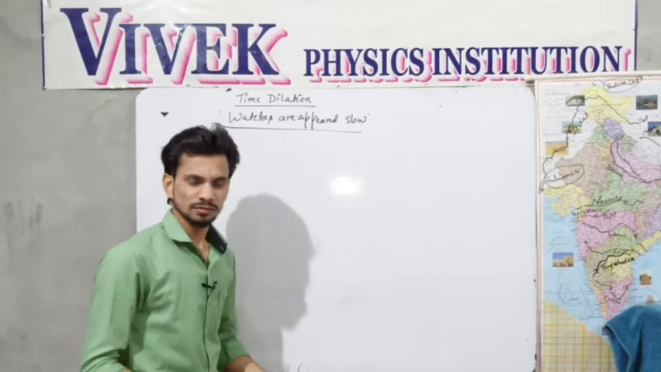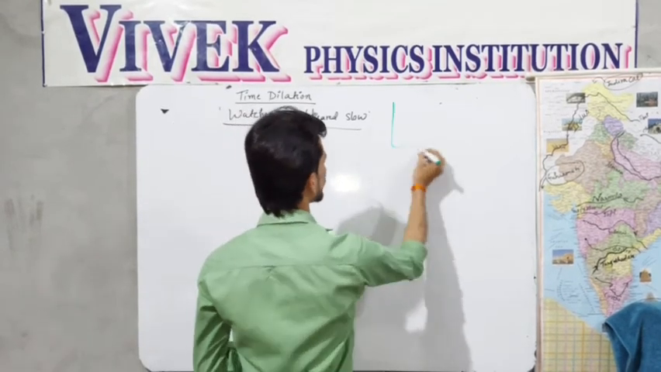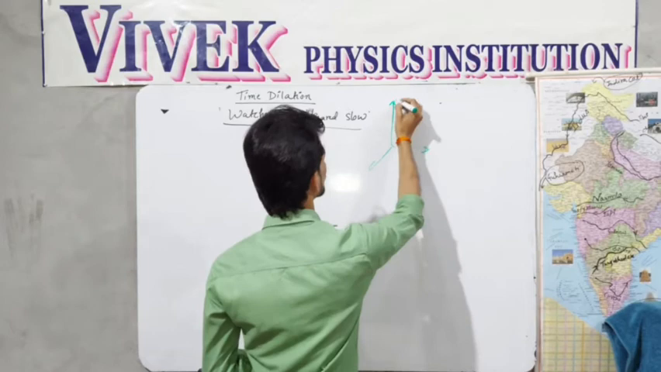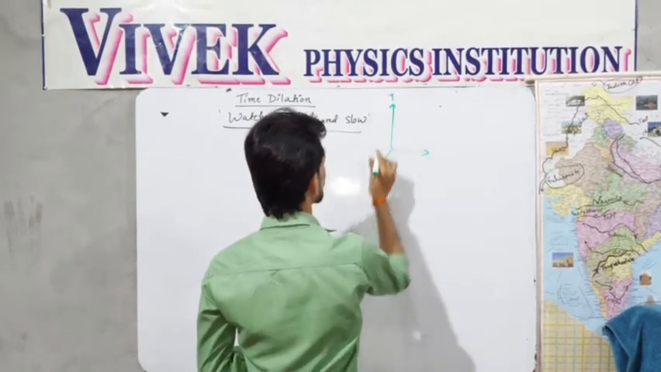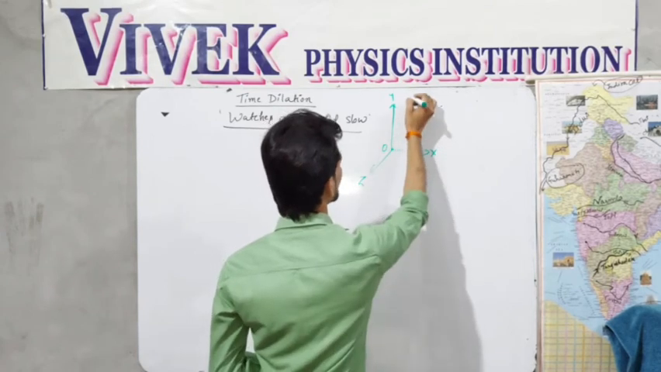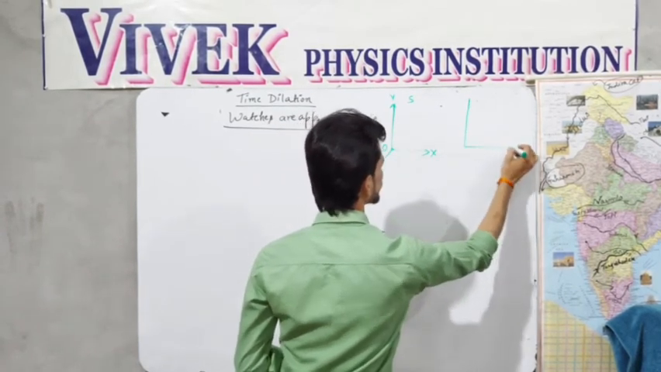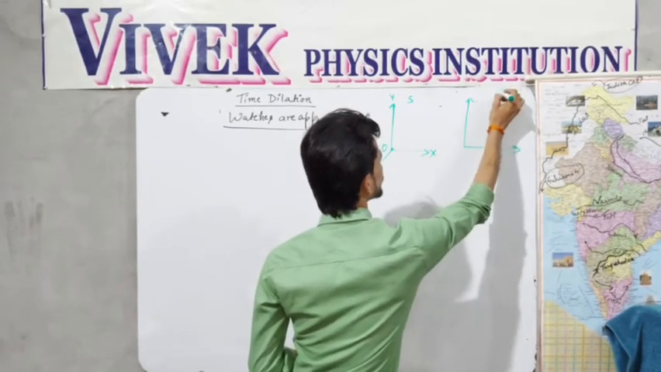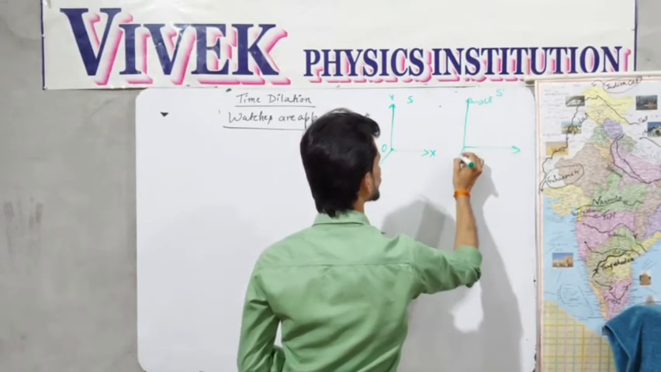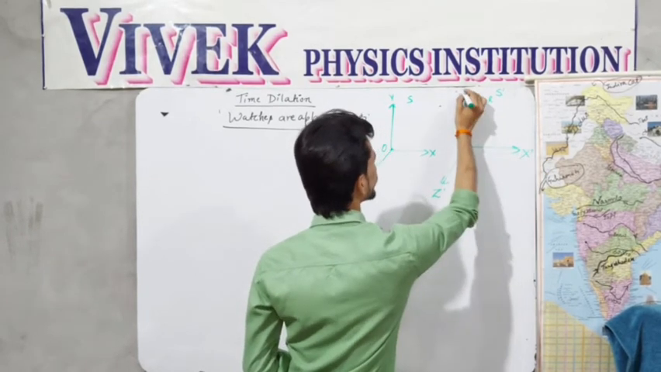So again let us consider two frames of reference, in which one is at rest. This is the y-axis, this is the z-axis, this is the x-axis, and the observer is here. This frame of reference is S, and another frame of reference S dash is moving with velocity v in comparison to S, and this is the z dash axis, this is the x dash axis, this is the y dash axis.